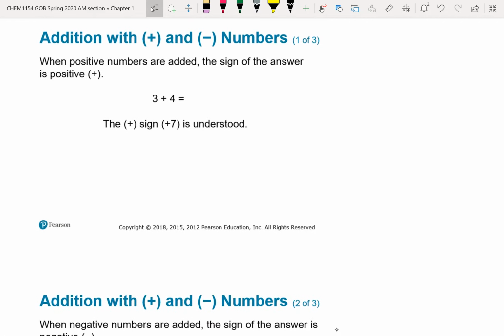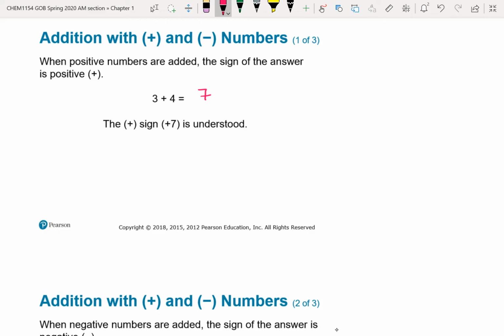What about addition of positive and negative numbers? If we're adding two positive numbers, when we add them together, we're going to get a positive value for our answer. So 3 and 4, again, the positive sign is understood for both of those, is going to give us 7.